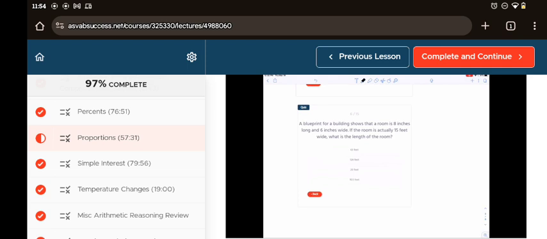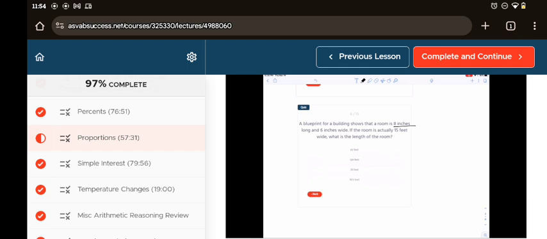Awesome. Let's go ahead and do number 6. A blueprint for a building shows that a room is 8 inches long and 6 inches wide. If the room is actually 15 feet wide, what is the length of the room? So this is pretty similar to that question that we did earlier. If you want to take a look at it, or give it a try on your own, you're more than welcome to do so. If not, if you're ready, then let's go ahead and get started.